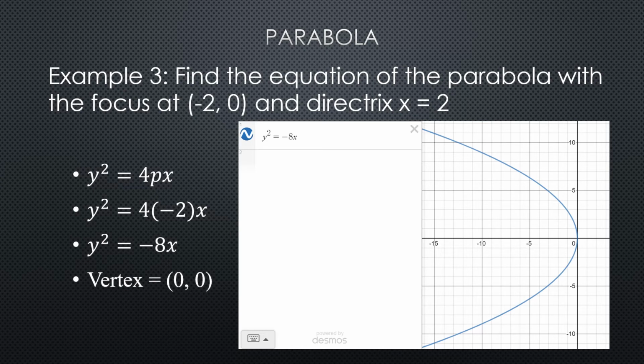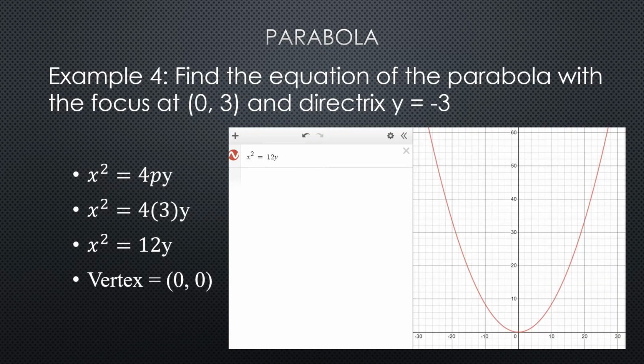P is the distance from the vertex to the focus. We've got a -2 in this case. And so we can now solve our final equation: y squared equals -8x with a vertex that's at (0, 0).